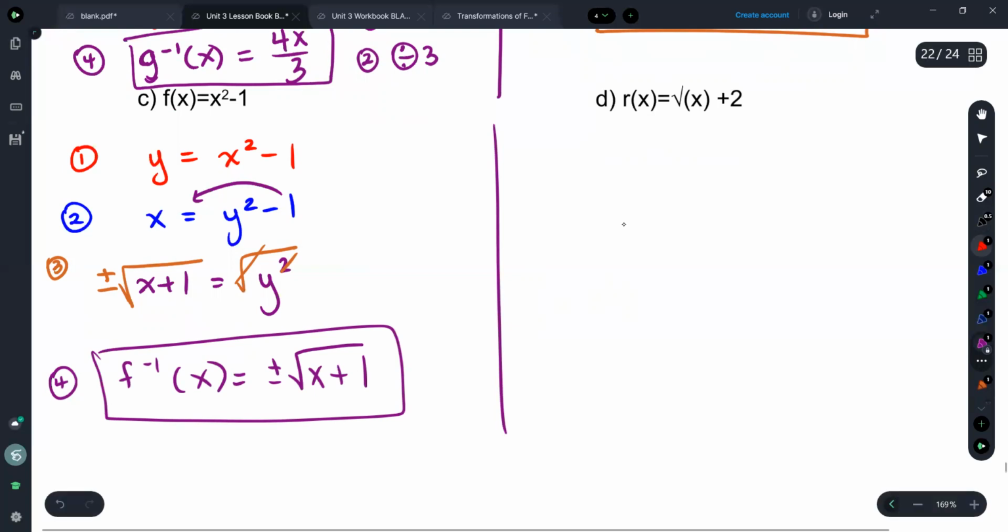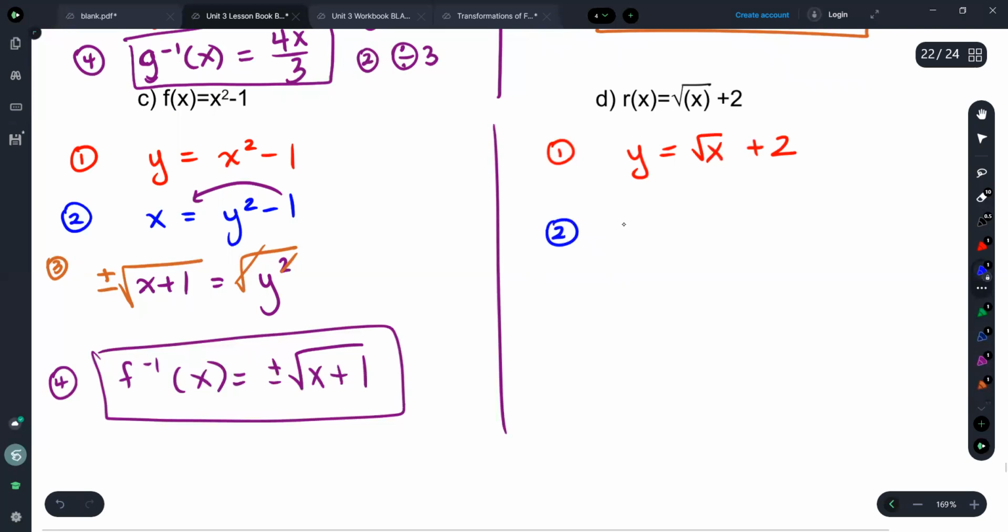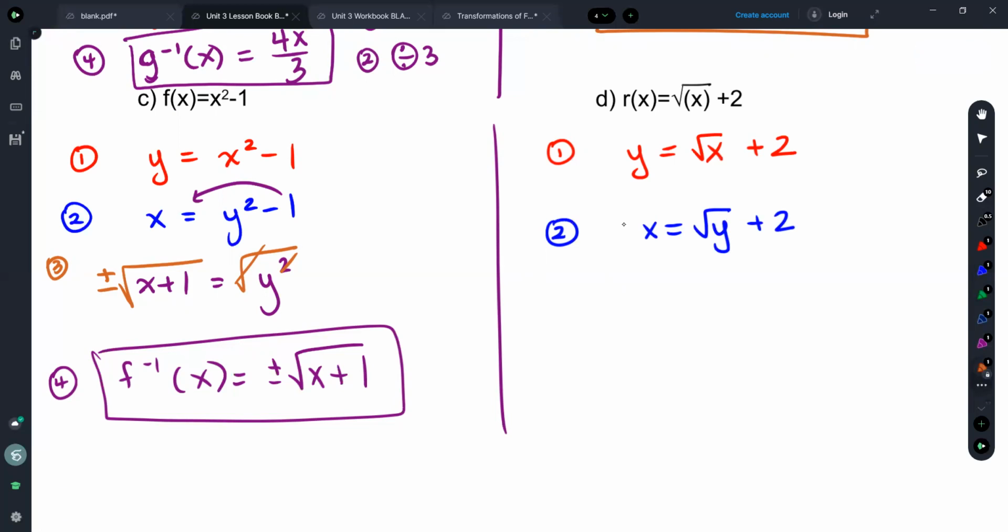All right, let's do a couple more. So first step, we're going to replace function notation with y. The square root of this is only going to go over the x here, just what's in brackets there. Swap x and y. And then begin to isolate for y.